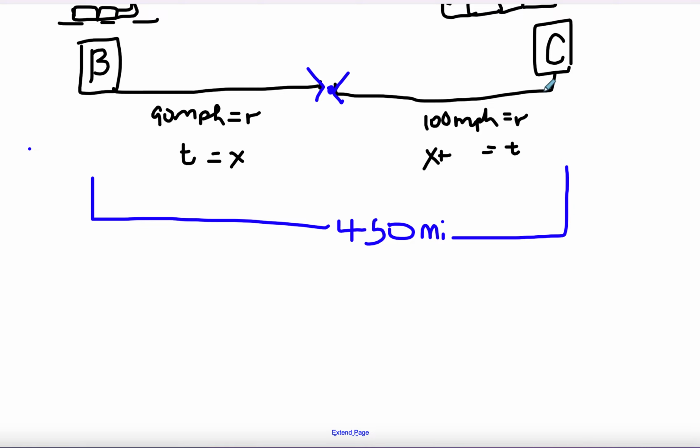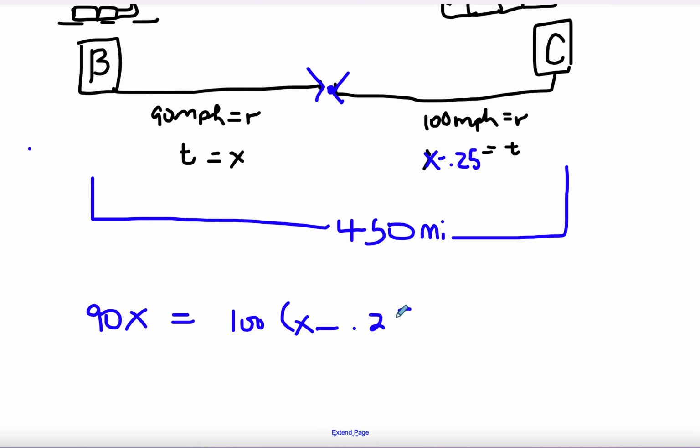This one's going 100 miles per hour. We know it left 15 minutes later. So I'm not going to put a plus here. I'm going to put minus for 15 minutes. And instead of putting 15, I'm going to put 0.25. So minus 0.25 because it's 15 minutes later for its time. All right, so when we do this, it's going to be 90x is equal to 100 times x minus 0.25.